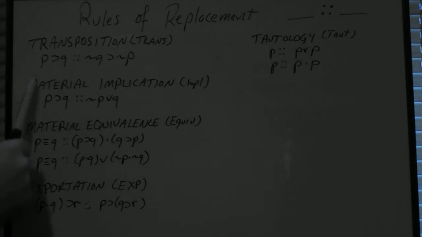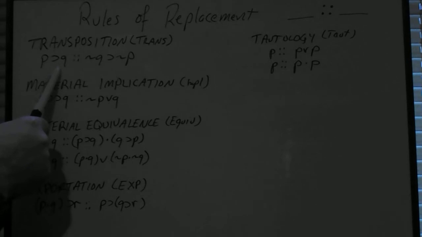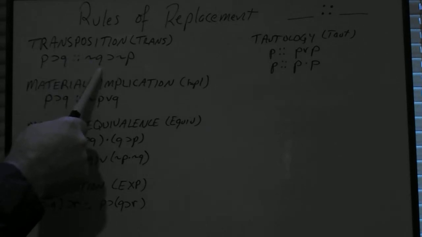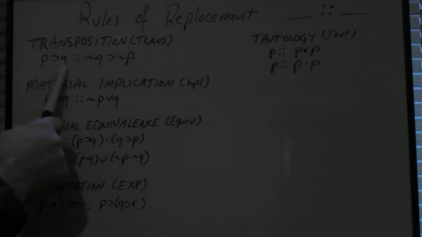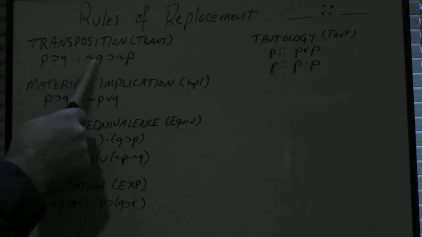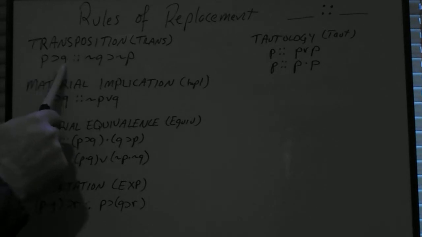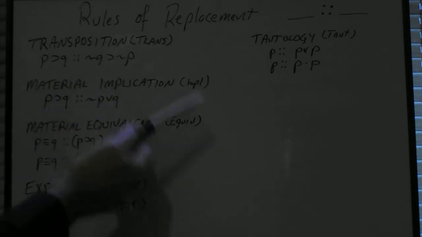Transposition, trans, says that if you have a straight conditional statement, P then Q, it can be replaced by reversing that and negating it. So instead of P then Q, it becomes not Q, then not P. This makes sense if you think about our basic modus tollens rule, right? If P, then Q. If not Q, therefore not P.